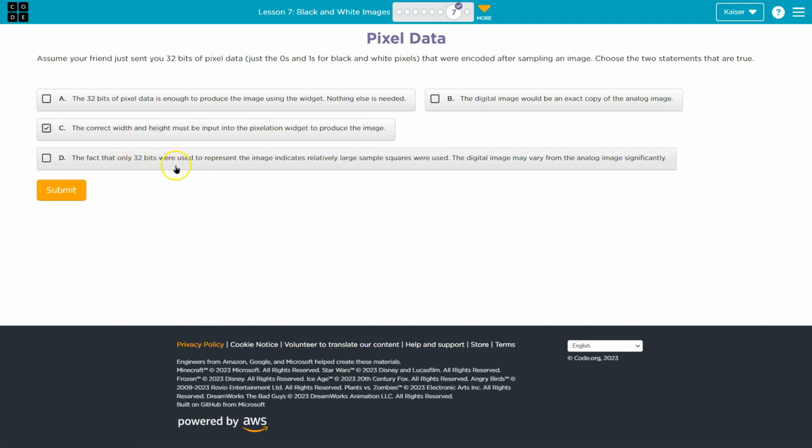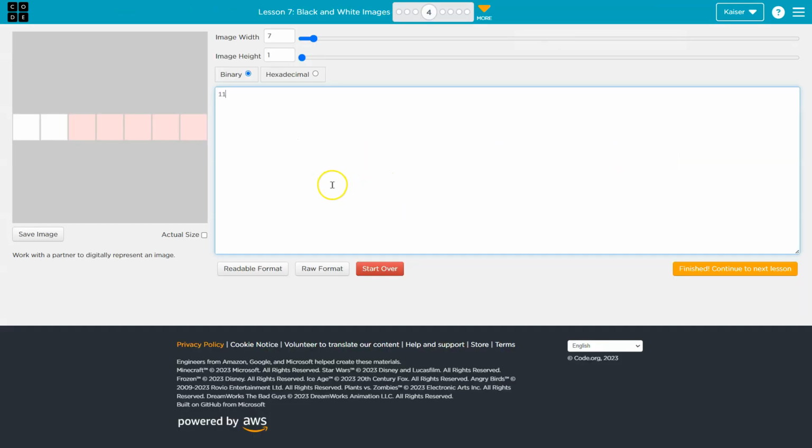The fact that only 32 bits were used to represent the image indicates relatively large sample squares were used. The digital image may vary from the analog image significantly. And the fact that 32 samples were used, guys, that is not a lot of samples. So think of a picture. A picture might have 17 million pixels in it. So 32 samples means you cut up 17 million pixels, right?